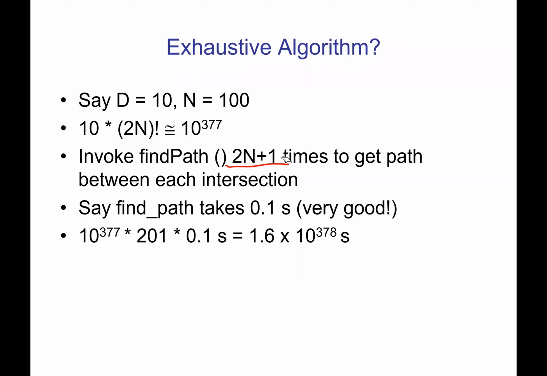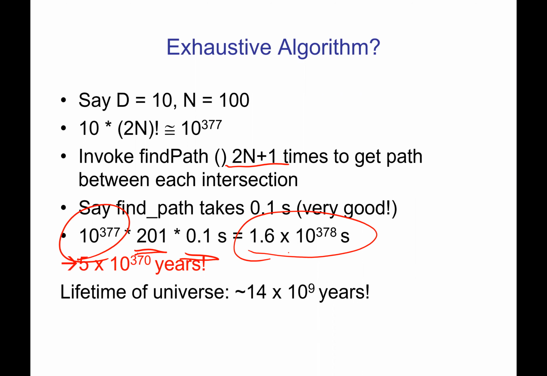So if I multiply all that out, this number of solutions, that's what's really killing me. And then every one of them needs 201 invocations of my find path algorithm, which took 1/10 of a second. So I get this many seconds, 1.6 times 10 to the 378. Okay, seems like a lot, right? That seems like a lot compared to the time limit. The lifetime of the universe is estimated to be 14 times 10 to the 9th years. So yeah, you're going to be waiting a long time to graduate. Like an uncountable number of lifetimes of the universe in order to graduate. So you can't do an exhaustive algorithm. We're never going to be able to do this.